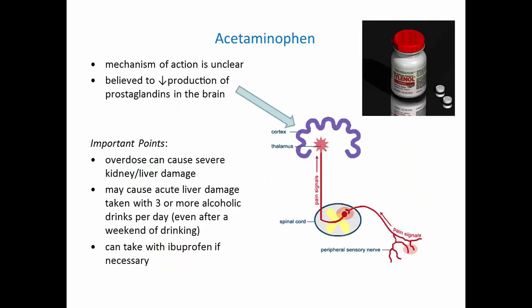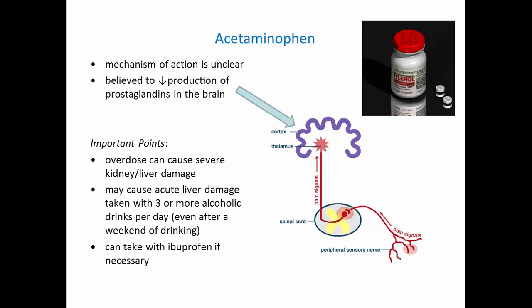The last type of non-opioid analgesic drug that we'll talk about is acetaminophen. And acetaminophen is kind of in a class of its own. We don't really know how it works. We think that it blocks the production of prostaglandins, but not here in the periphery, but in the brain. Because it doesn't affect prostaglandin production in the periphery, it will not reduce inflammation. So acetaminophen is an analgesic drug. It works up here in the brain, but it will not reduce peripheral inflammation. It's not an anti-inflammatory drug.